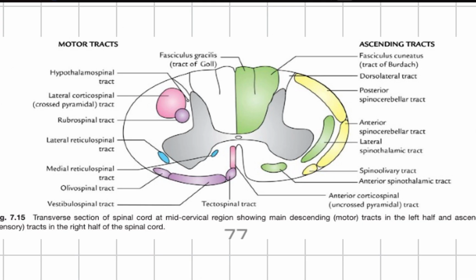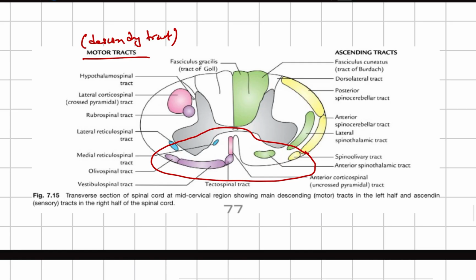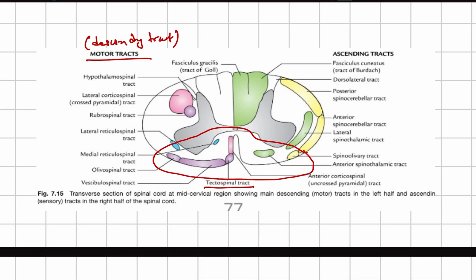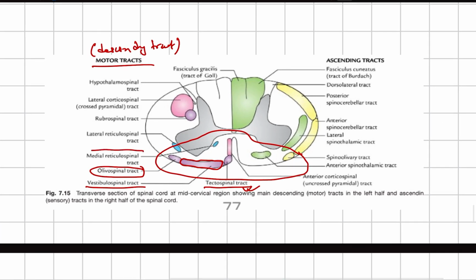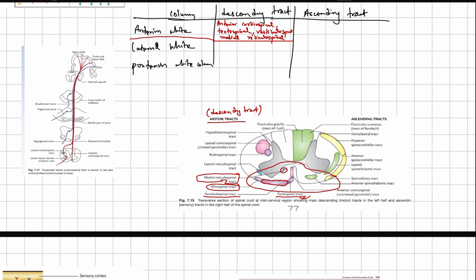This is the anterior white column. This is the whole anterior white column. In the anterior white column we are going to discuss the motor or descending tracts. So we can look, here is the tectospinal tract. Then this is the vestibulospinal tract, and at the side the olivospinal tract. And there is the medial reticulospinal tract. These all are in the anterior.